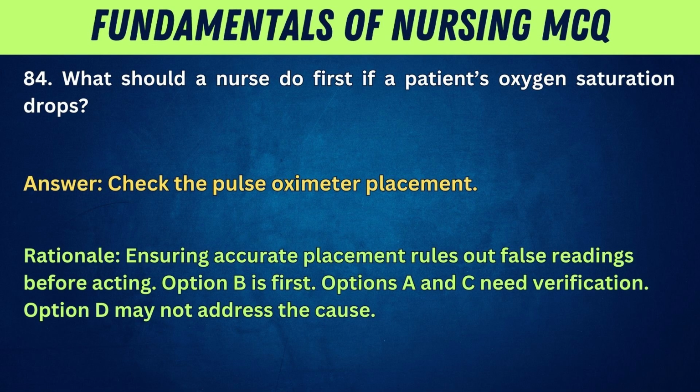Rationale. Ensuring accurate placement rules out false readings before acting. Option B is first. Options A and C need verification. Option D may not address the cause.